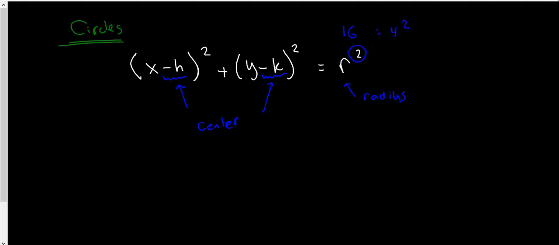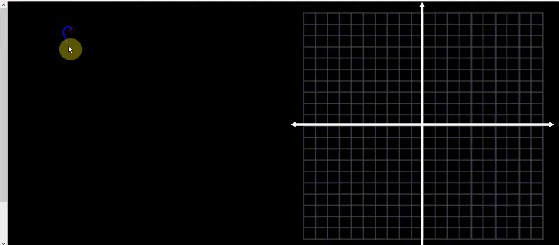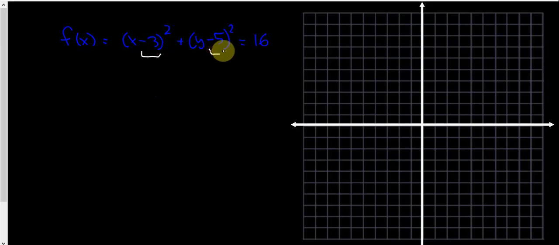Okay, so I think maybe we're ready to try graphing one or two of these. So let's say I give you a function like this. f(x) = (x - 3) squared + (y - 5) squared equals 16. Now what's really great about this is we've given you the center of the circle because it's the opposite sides of these. Just like we've given you the vertex in the vertex formula, the center of this circle is the point (3, 5). Opposite side, opposite.